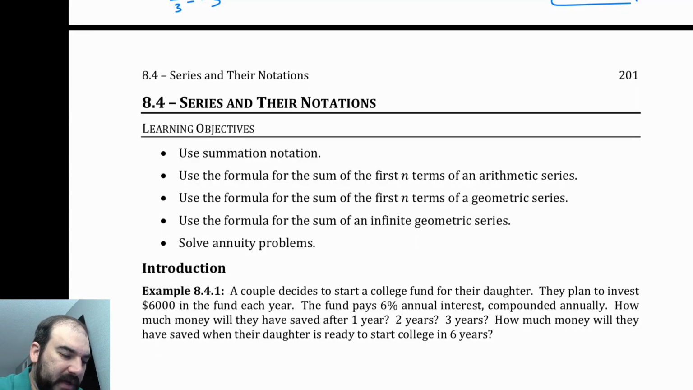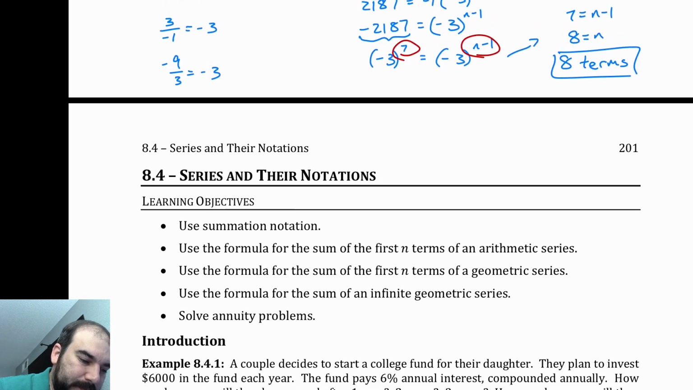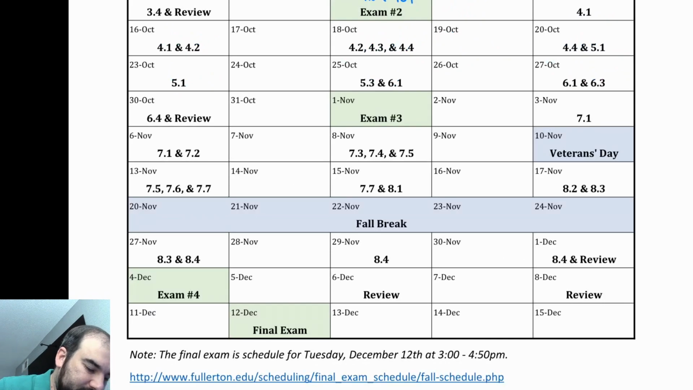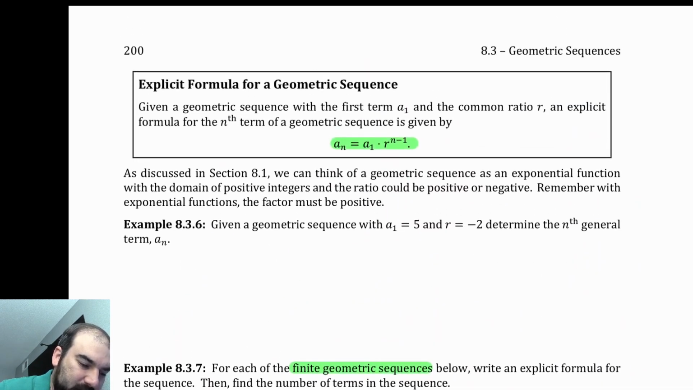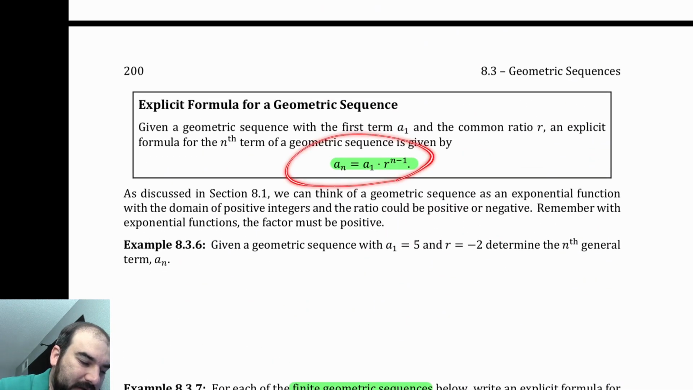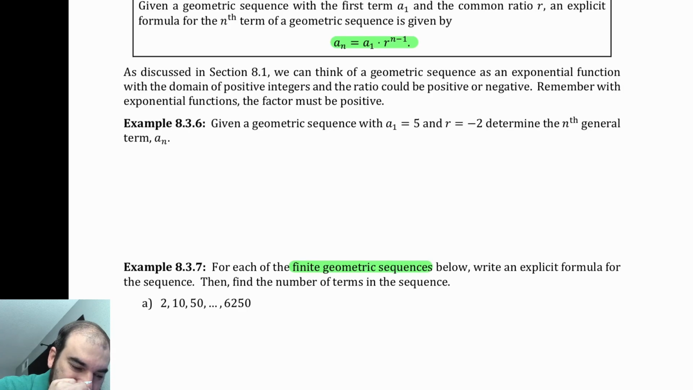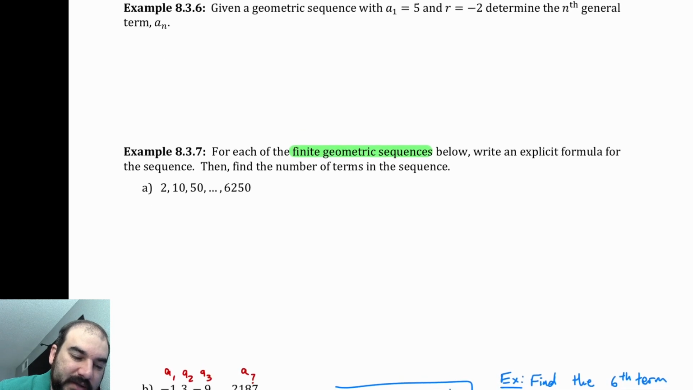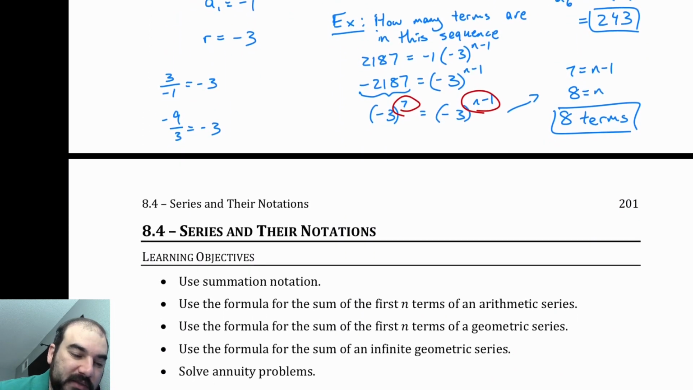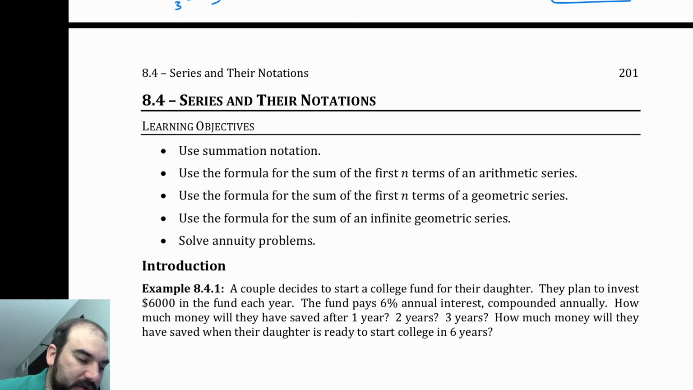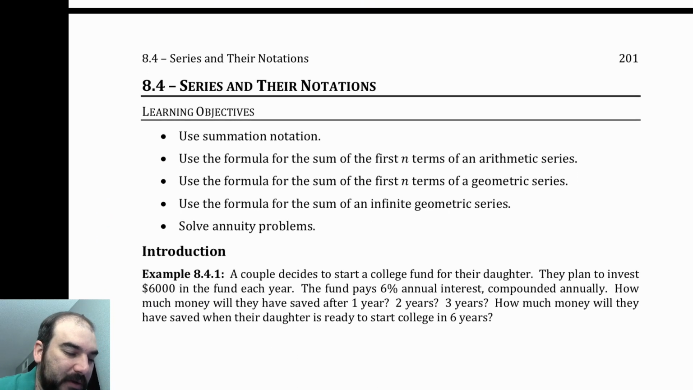So we basically finished 8.3 before the break. On the calendar, it shows that we're going to finish 8.3 today and then start 8.4. But when I went ahead and talked about the final formula for the explicit geometric series formula, so we covered that before the break. We should be able to identify sequences as geometric or arithmetic and also write their explicit formulas using the common difference and the common ratio.